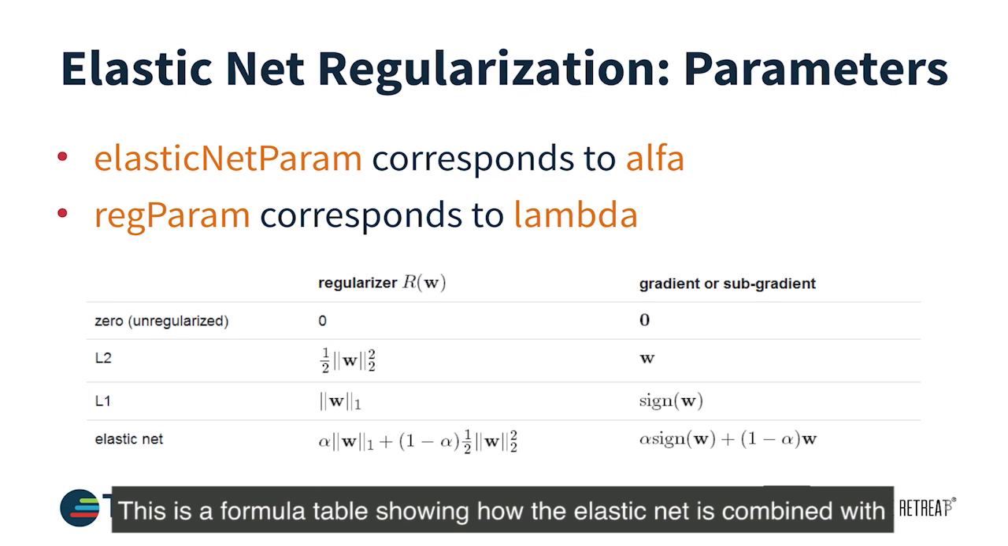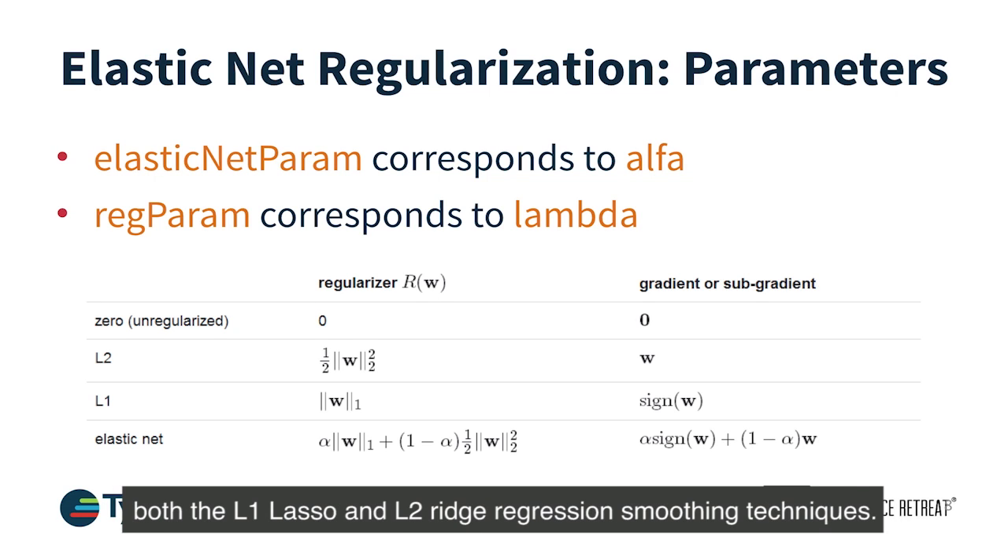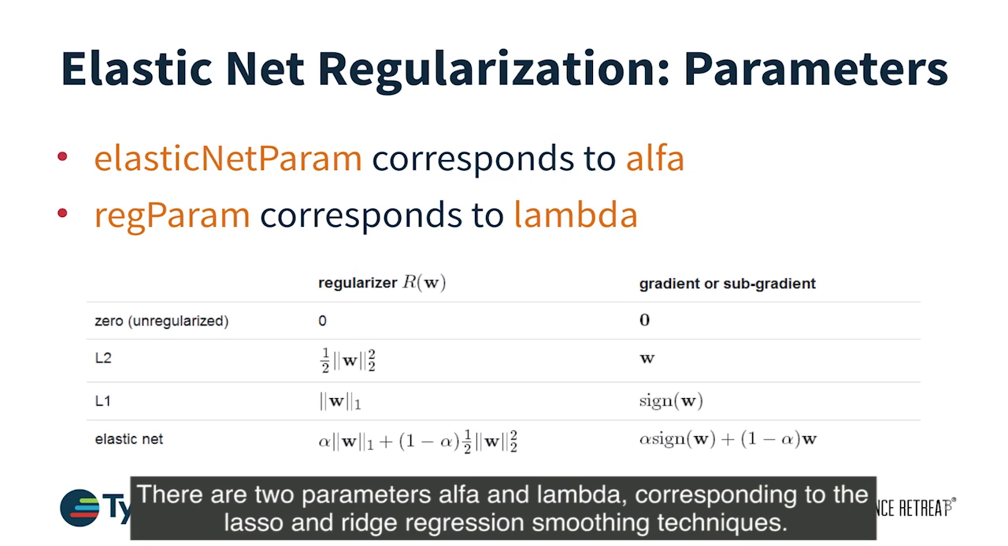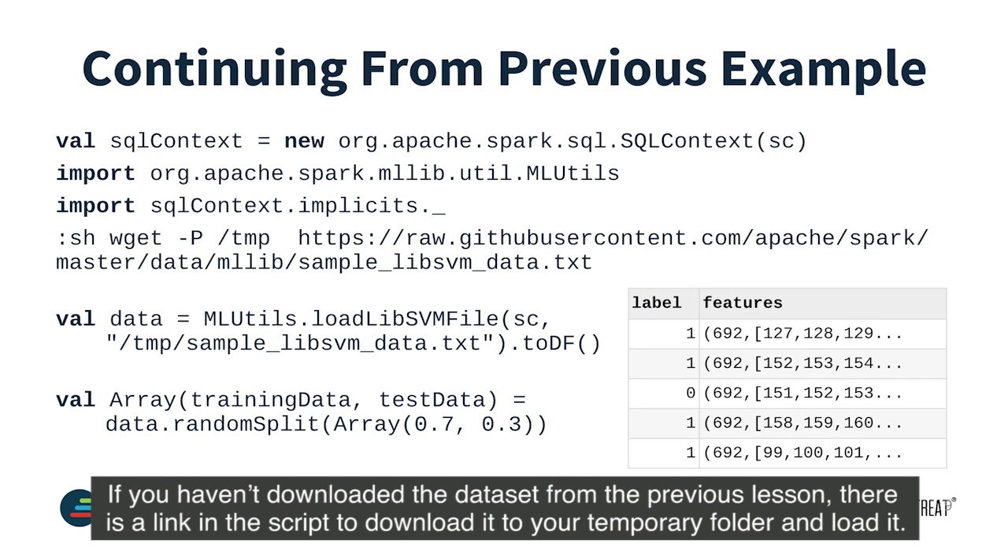This is a formula table showing how the ElasticNet is combined with both the L1 lasso and L2 ridge regression smoothing techniques. There are two parameters, alpha and lambda, corresponding to the lasso and ridge regression smoothing techniques. If you haven't downloaded the dataset from the previous lesson, there is a link in the script to download it to your temporary folder and load it.